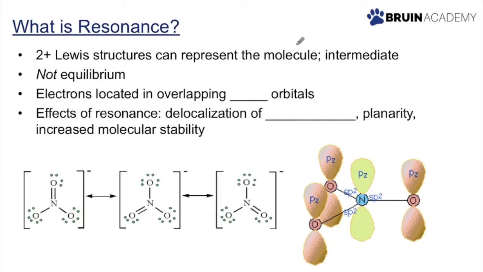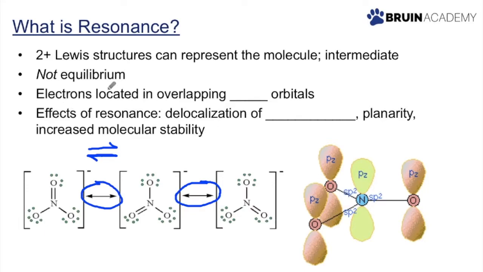So the actual structure of nitrate is an intermediate between all of these different drawings of it. And when we're looking at a representation of resonance for a molecule like nitrate, something good to know is that these arrows, which represent resonance arrows, are not the same thing as equilibrium, which looks a little bit more like this. So it's important to not mix these concepts up because equilibrium's experimentally not the same as resonance.